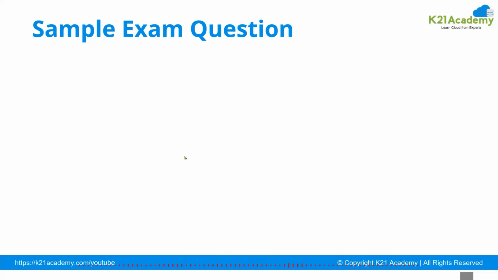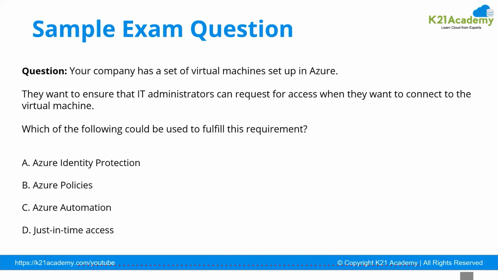Let's look at one more question. Your company has set up a set of virtual machines in Azure. They want to ensure that IT administrators can request access when they want to connect to the virtual machine. Which of the following could be used to fulfill this requirement? Which option are you going to go for? So you configure just-in-time access.